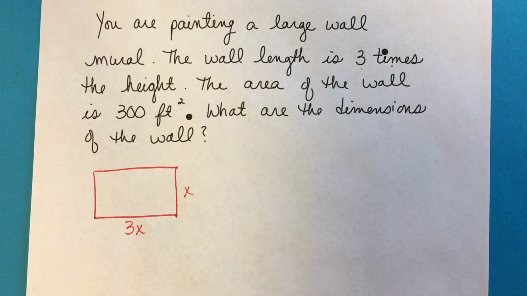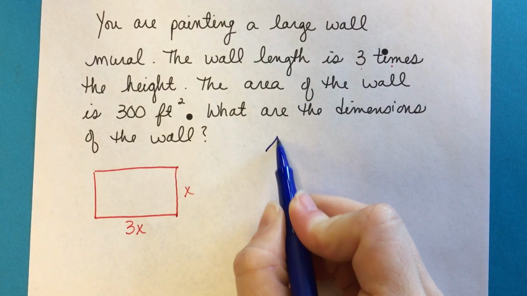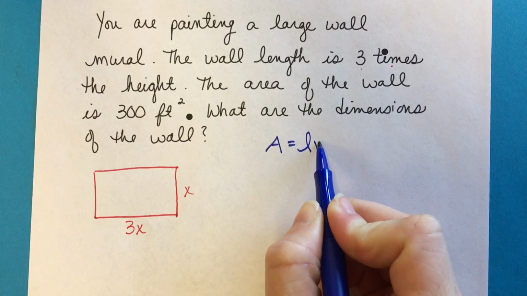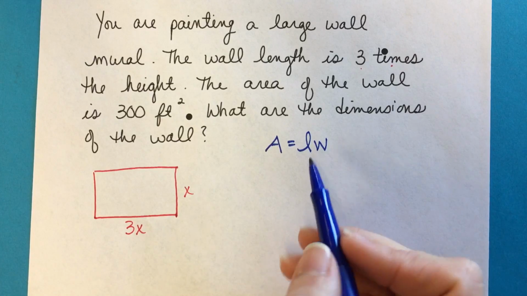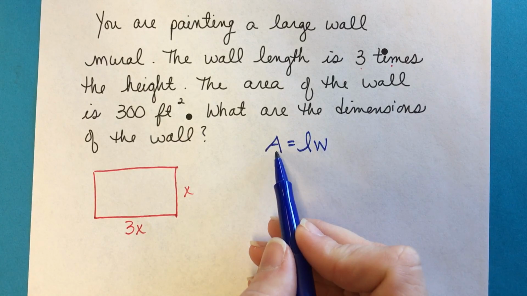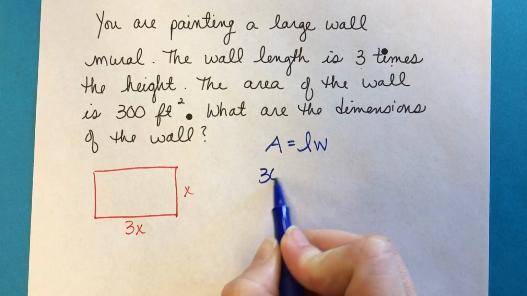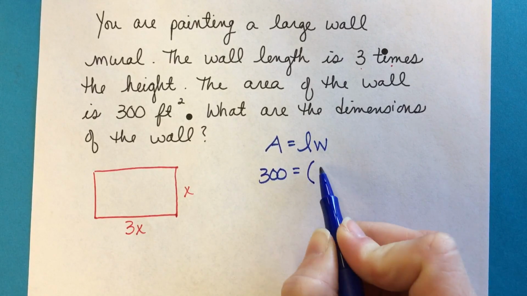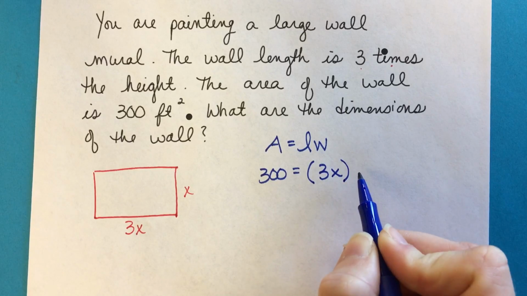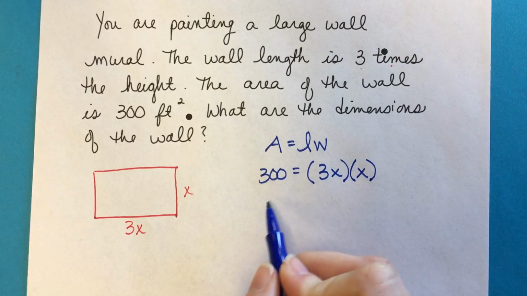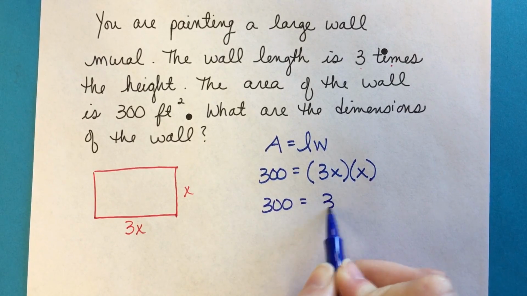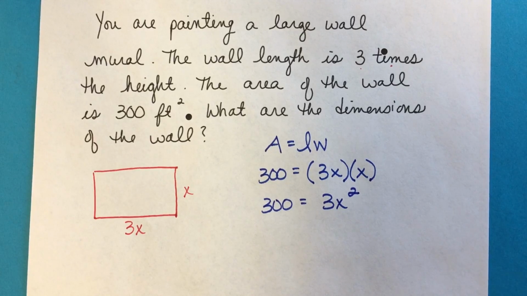Those are going to be the expressions that represent your dimensions. Now you're told that the area of the wall is 300 feet squared. So we're dealing with the area of a rectangle. You'll need to use your formula for the area of a rectangle, which, as you know, is just length times width. Now we're going to substitute in what we have. So I know area is 300, length is 3x, and the width is just x. So 3x times x is just going to give me 3x squared.